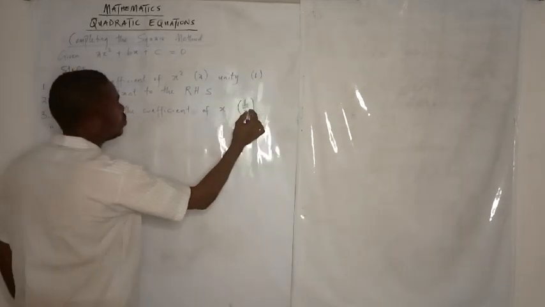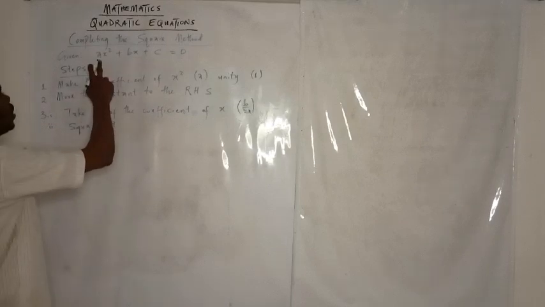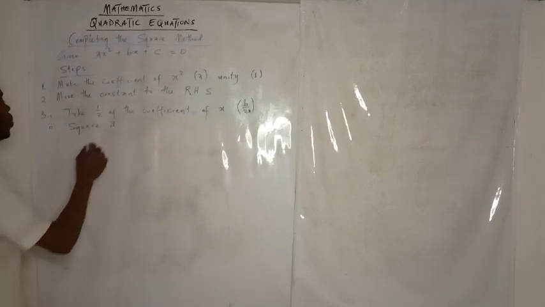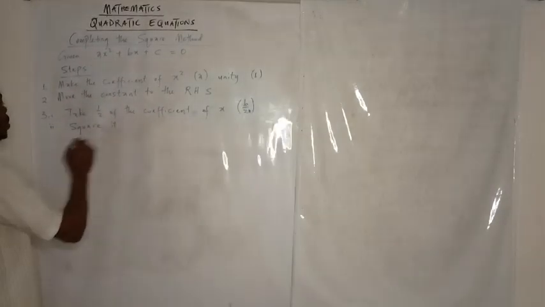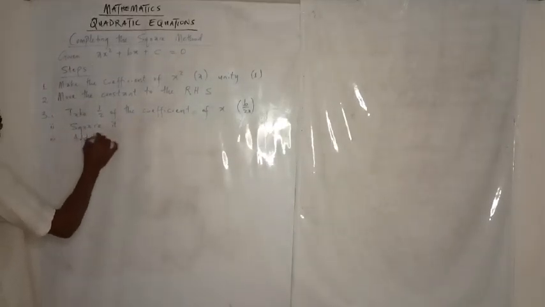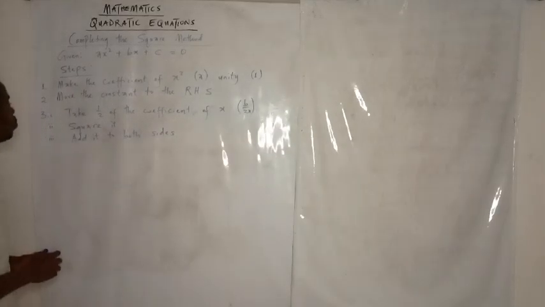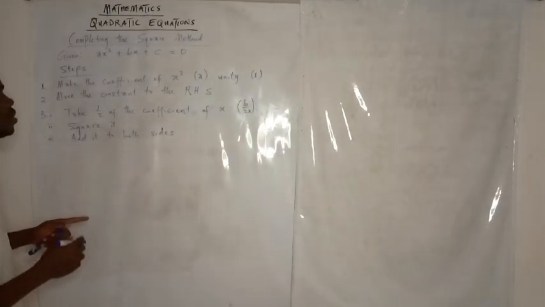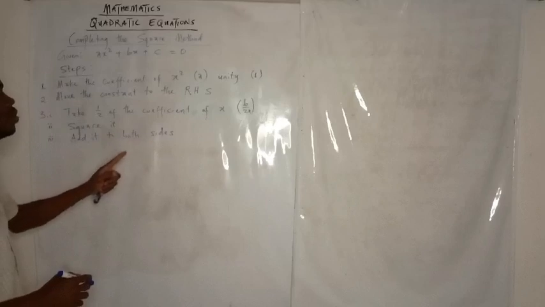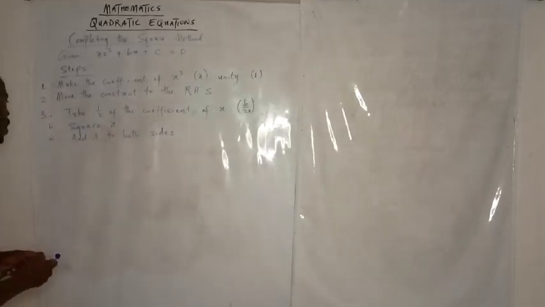Let me say b over 2a, sorry. That's if we divide both sides, if we try to make our a unity. Square it, and then the third thing is to add it to both sides. So you take half of the coefficient of x, that will be b over 2a, you square it, and then you add it to both sides.